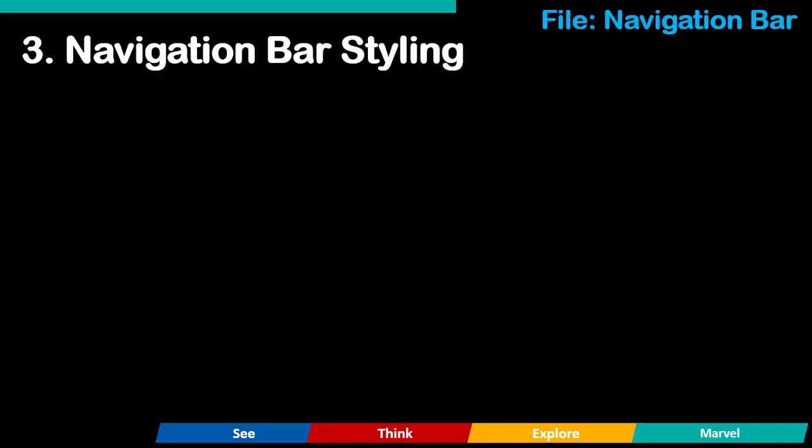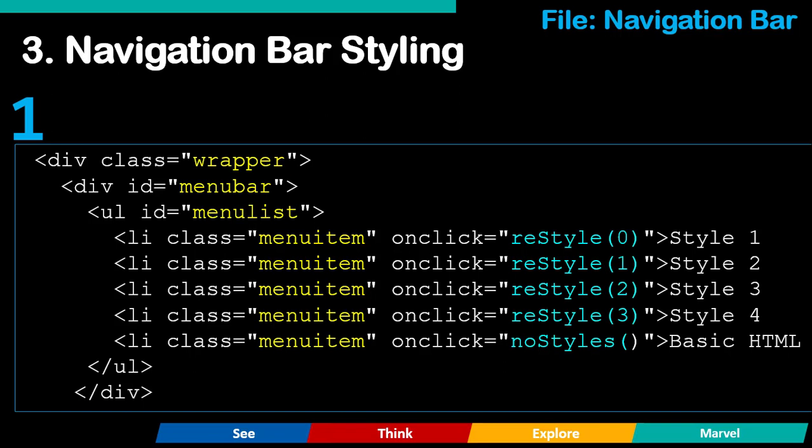In this exercise, we will use the navigation file. In this sample navigation file, there is an unordered list for different types of styles. Here, the list has been tagged to a couple of IDs, such as the menu list, menu item, menu bar, and wrapper. Now, let's convert this into a navigation bar. Note here, upon a mouse click, the user is navigated to a different style, as coded on click, restyle 0, 1, 2, 3, 4.